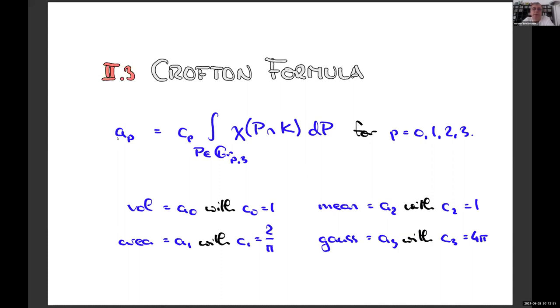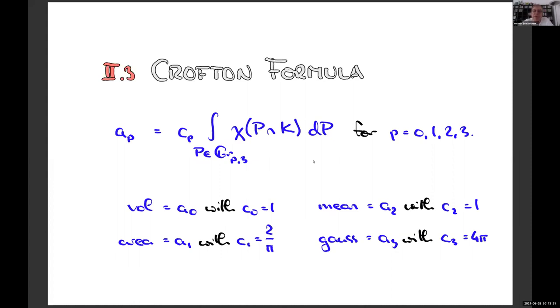So A_p is the pth integral intrinsic volume. It's an integral of the body K intersected with a p-dimensional plane. So for example, for the volume, we have A0. We integrate over points. And an integration is of the Euler characteristic of the plane with the body, the intersection. And then we integrate this. And then there's a constant C sub p.